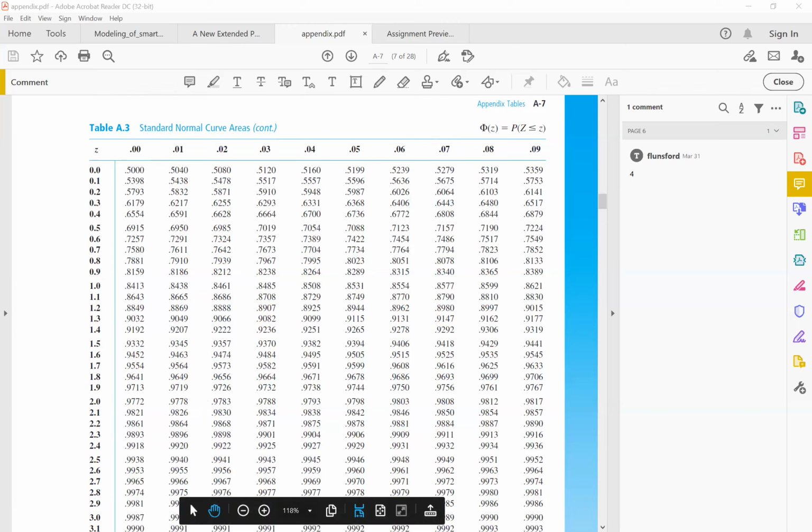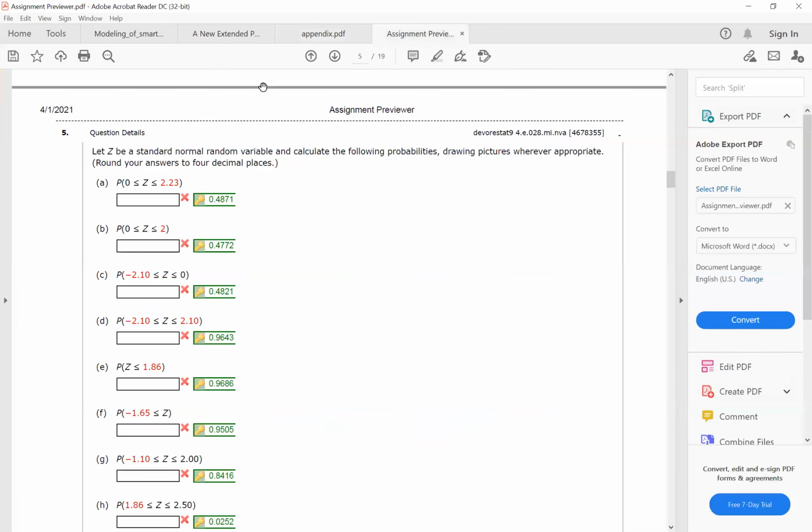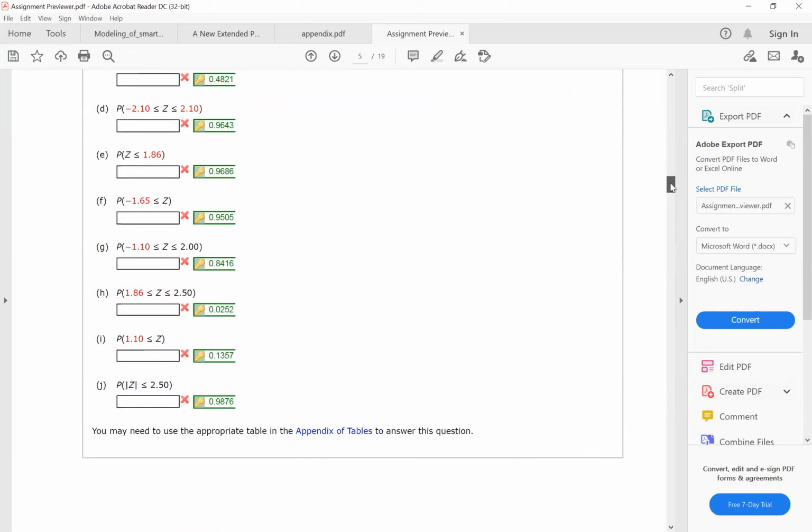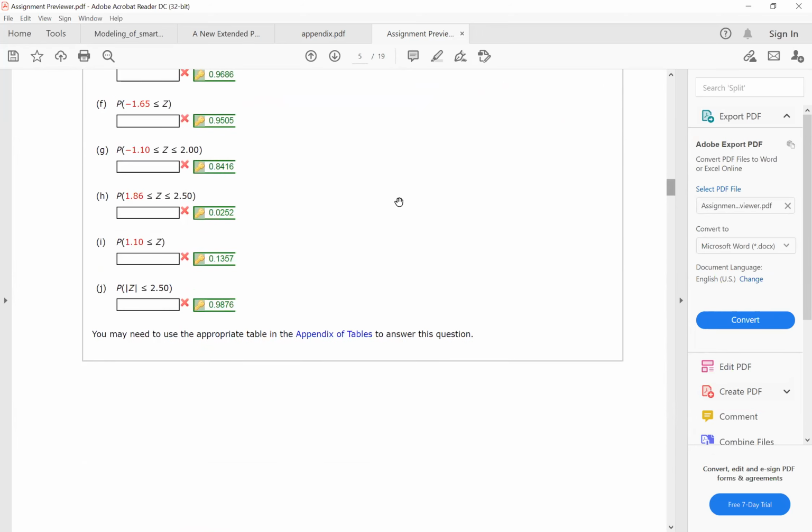Okay, so let me share the lecture. So similarly, you can find the probability for this one. You can find the probability for the rest of the problems. I'll recommend you to use the calculator. But I need to explain the last one, because the last one is a little different from the other problems.